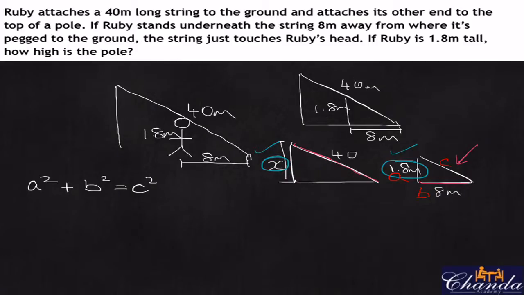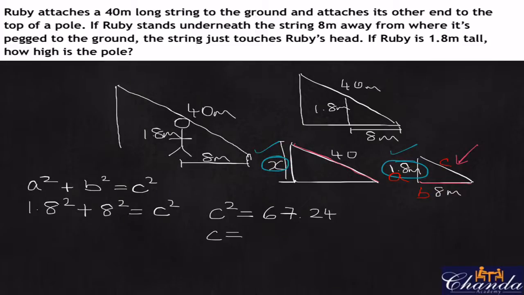So a is 1.8 squared, b is 8 squared, and c is simply c squared. So c squared is equal to 67.24, and then c is equal to the square root of 67.24, which gives us a value of 8.2 meters. Okay, so c in this case is 8.2 meters.